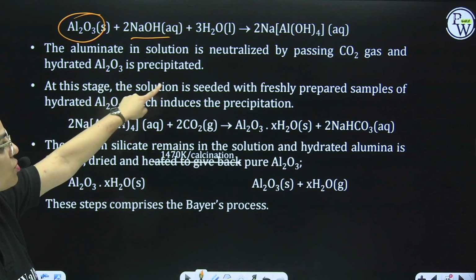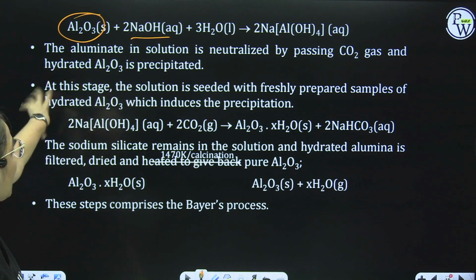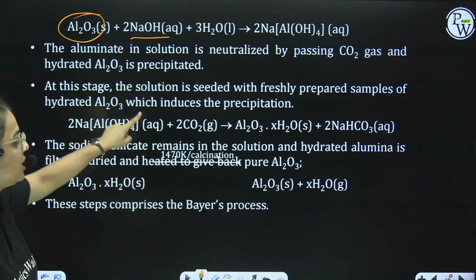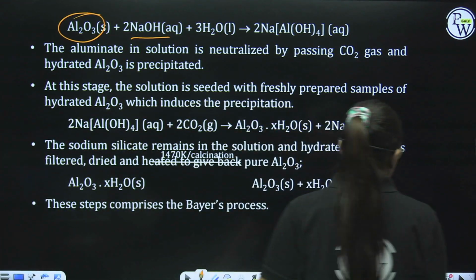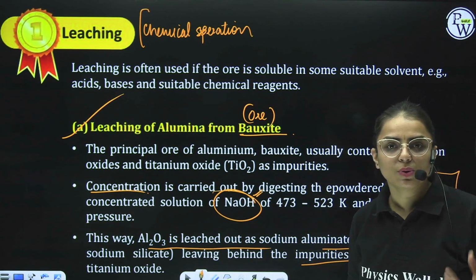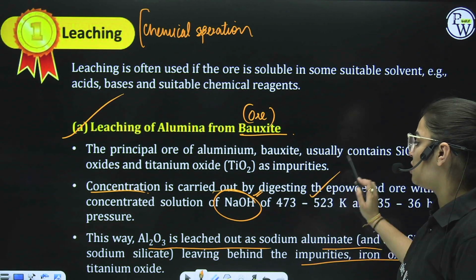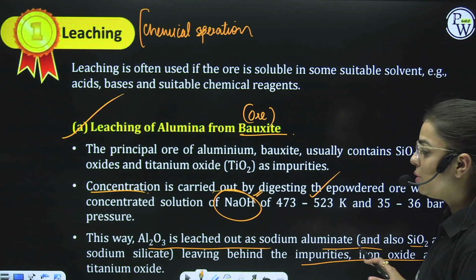The aluminate in the solution is neutralized by passing CO2 gas, and hydrated Al2O3 is precipitated. At this stage, the solution is seeded with freshly prepared samples of hydrated Al2O3, which induces the precipitation process. You just need to understand what is happening over here. These two lines are really very important. You do concentration with NaOH. Concentration means cleaning. When you do this process at 473 Kelvin to 523 Kelvin, you are going to get what?